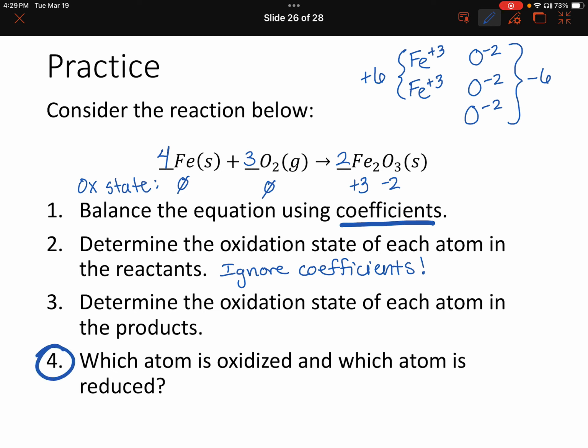Okay, now the last question, which atom is oxidized and which atom is reduced? So let's compare iron in the reactant and in the product. So iron went from 0 to +3. So did it gain electrons or lose electrons? Well, to become positively charged, it had to lose electrons. Now, is loss of electrons oxidation or reduction? Oxidation, OIL RIG, right?